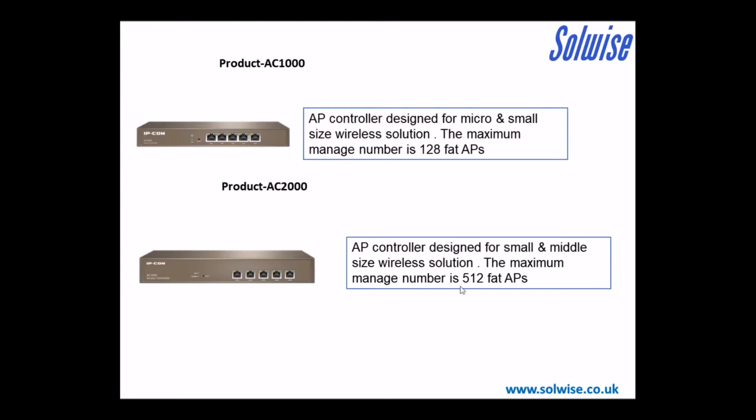So just to recap again, the 1000 is typically for small businesses, up to a maximum of 128 FAT APs. Key phrase there, FAT APs. We'll discuss FAT and FIT APs later on in the presentation. And the 2000 supports up to 512 FAT APs.